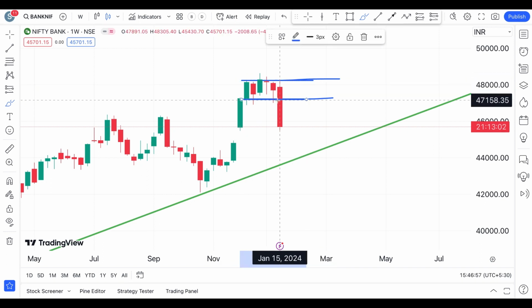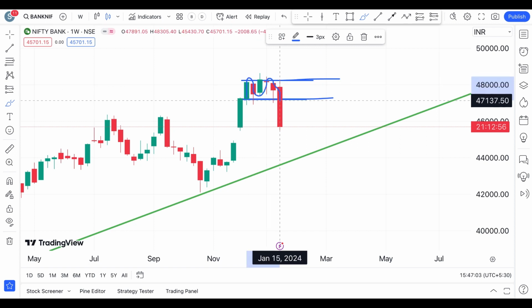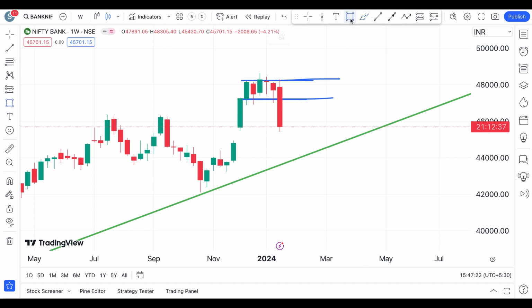below this range. What's happening from December 11? We are stuck in this range, continuously trading in it, and a couple of days back you have seen a 1500 points gap down in the Bank Nifty on the daily chart. With that, we have now reached levels of approximately 45,700. So here we can easily see that the Bank Nifty is definitely bearish on the weekly chart.